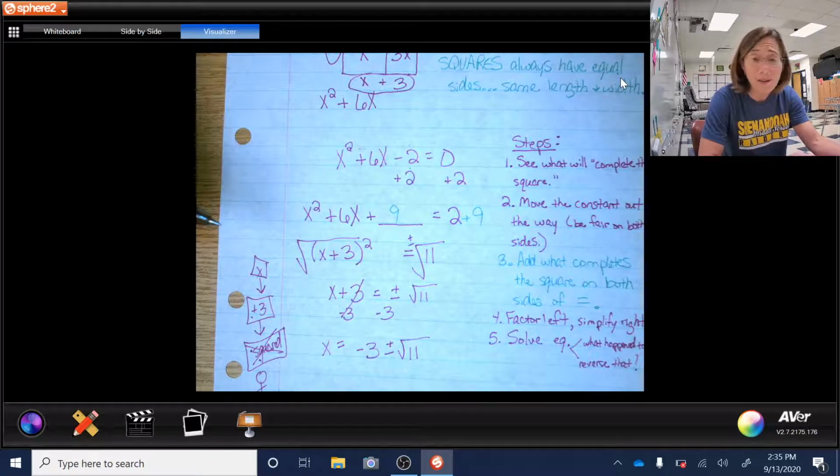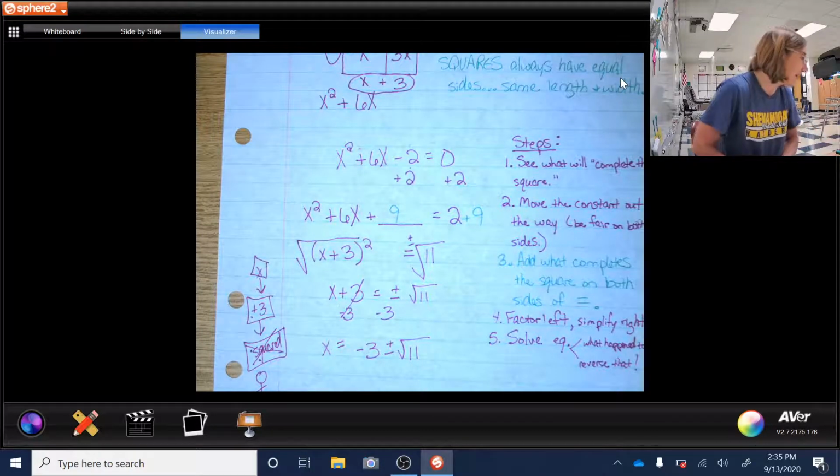And we couldn't have found them by factoring because it wasn't factorable. And we could have graphed it, but it would have been a pain. And we wouldn't have been able to be that accurate. So there we go. I think that's everything I need to show you.